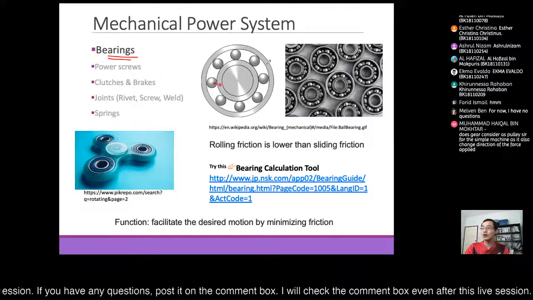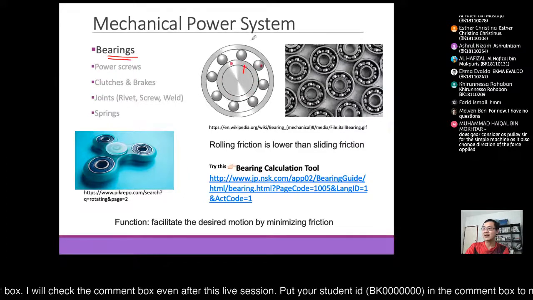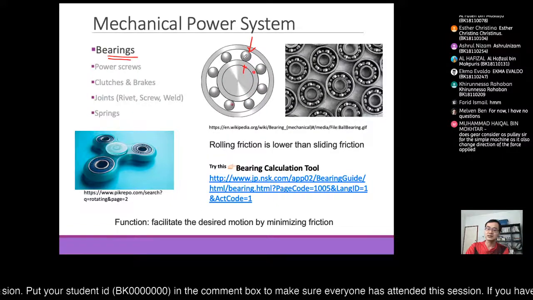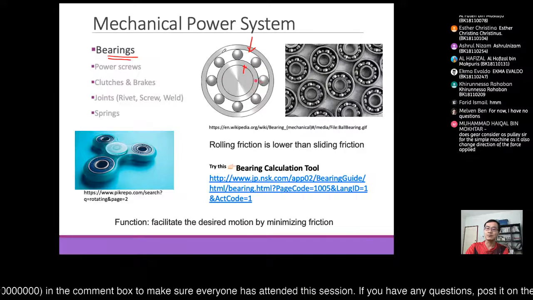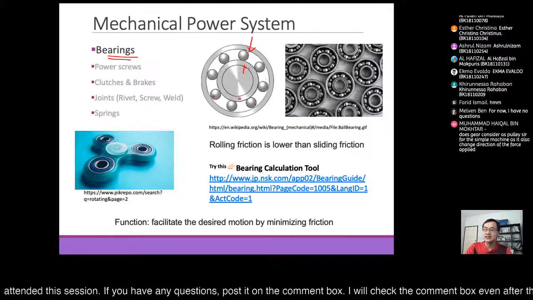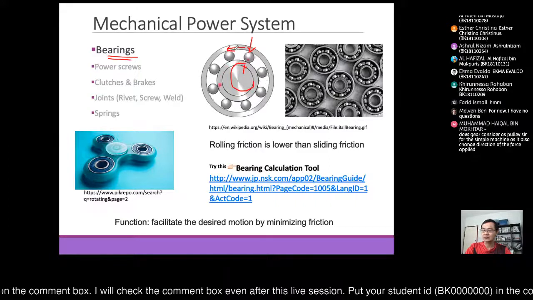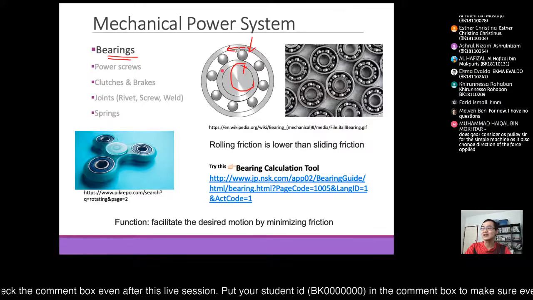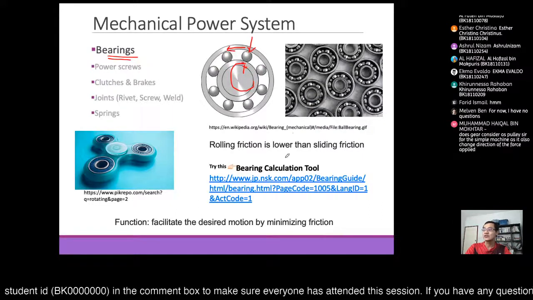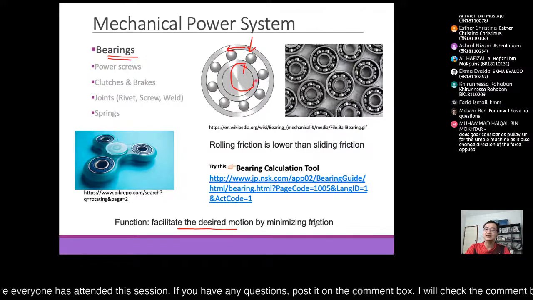This is a simple ball bearing itself, containing an inner ring and the outer ring. In between them we put steel balls. So therefore we form a ball bearing. There is a roller type and other types, but the idea is still the same. We have two rotatable parts, and in between we may put a roller and other things. The idea is that we intend to facilitate the desired motions by minimizing the friction.